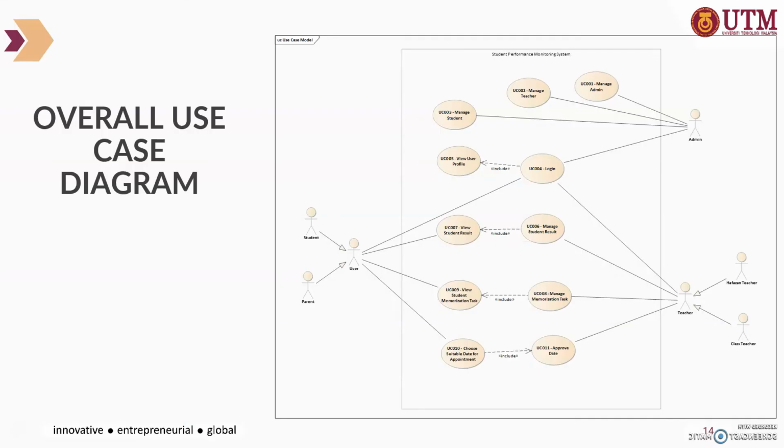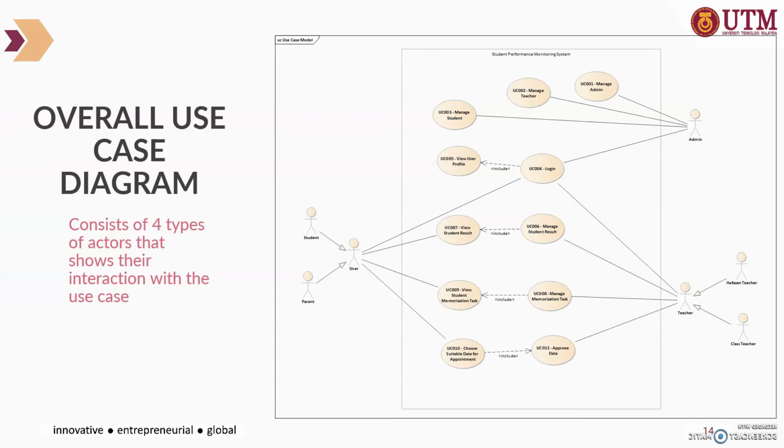And the last one is that the system should keep the user information confidential. This is the overall use case diagram. It consists of 4 types of actors. The first type is admin. The second type is teacher, which has the Hafazan teacher and class teacher. And the next ones are student and also parents. So it has 11 functions, or 11 use cases.